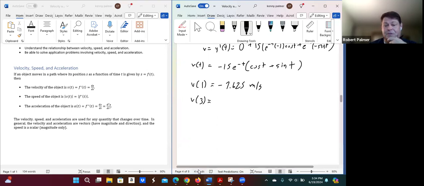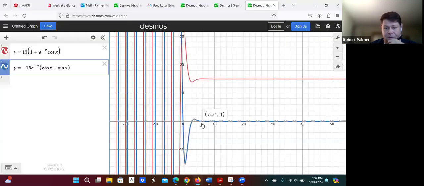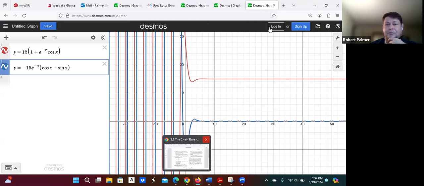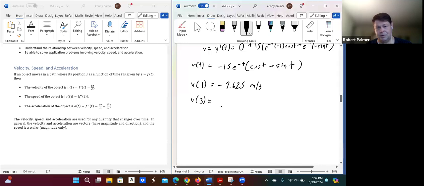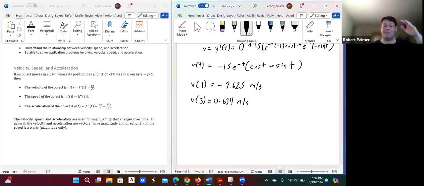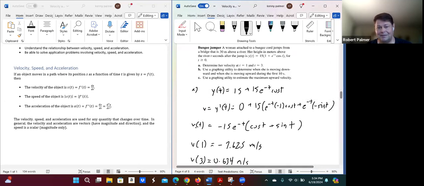Now let's go back and get at 3 seconds. Okay. At 3 seconds, we're at 0.634. That's positive, 0.634 meters per second. So that's after we've hit our lowest point, and then we're coming back up, then our speed is increasing at that point. Okay. Now, that's part A.